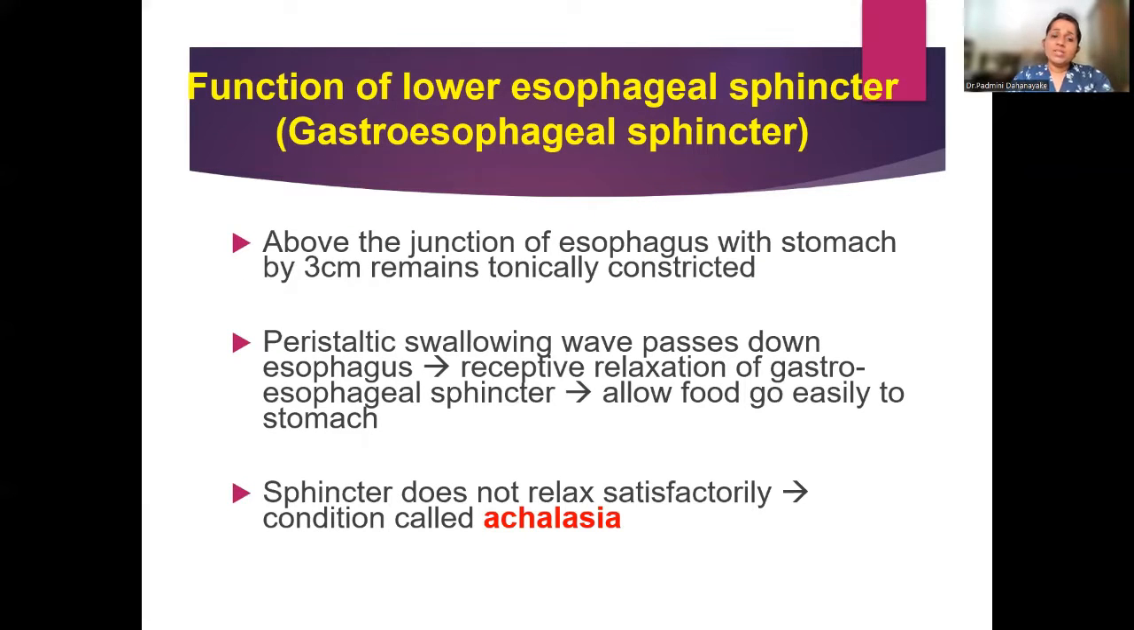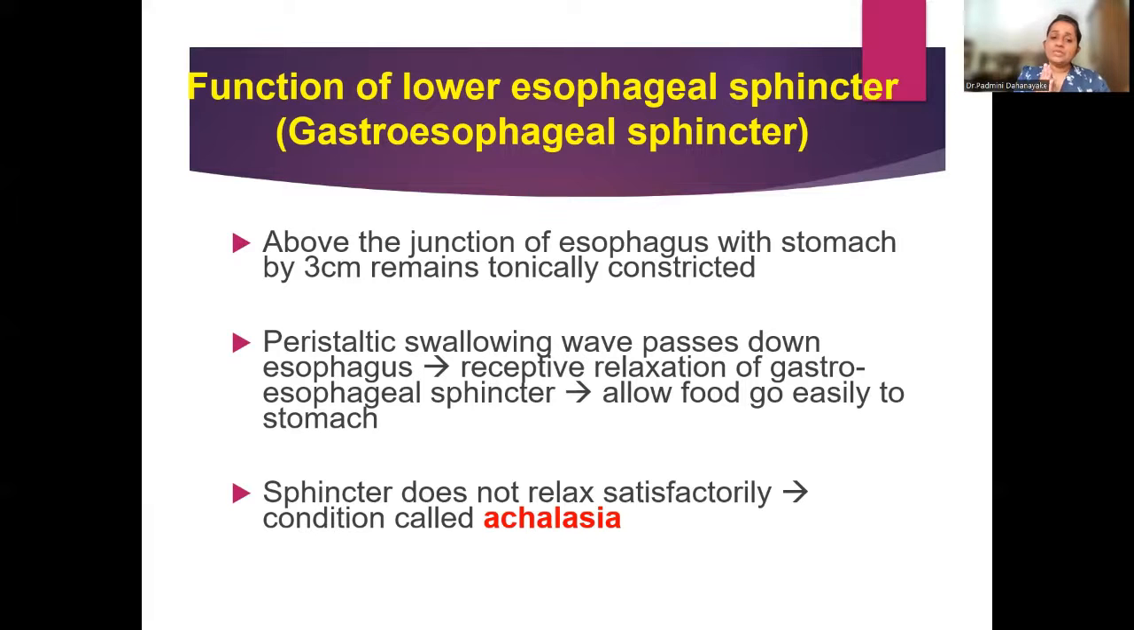Right. Now here, there's another thing. We have talked about the upper esophageal sphincter. Now there's another thing called the lower esophageal sphincter. This is also known as the gastroesophageal sphincter because it is at the junction of the stomach and the lower esophagus. Above the junction of the esophagus with the stomach, about 3 centimeters usually remain tonically constricted. When the peristaltic swallowing wave passes down the esophagus, what will happen? Receptive relaxation of the gastroesophageal sphincter will occur and allow the food to go easily into the stomach.